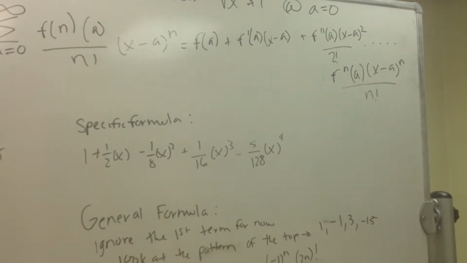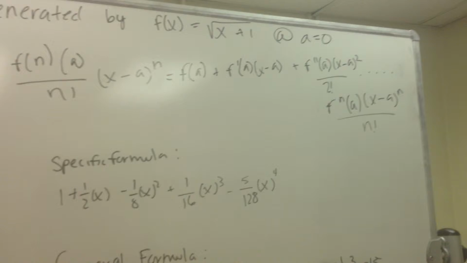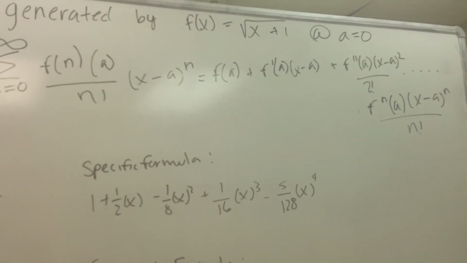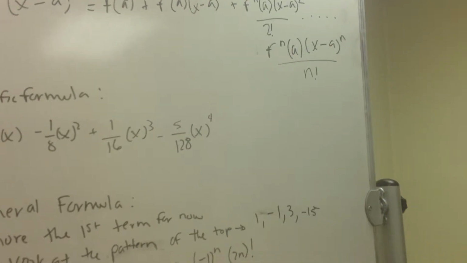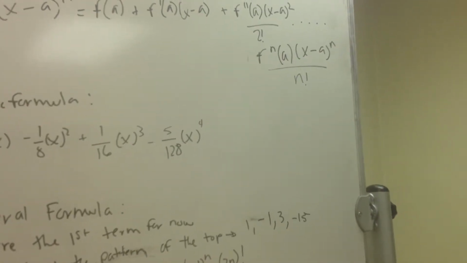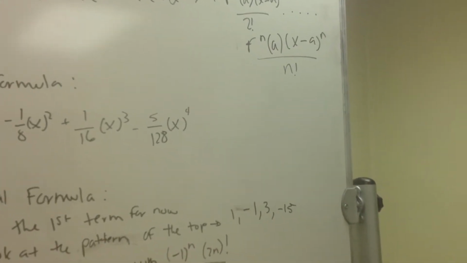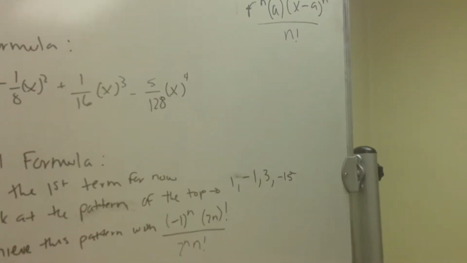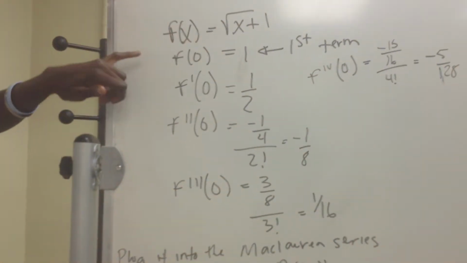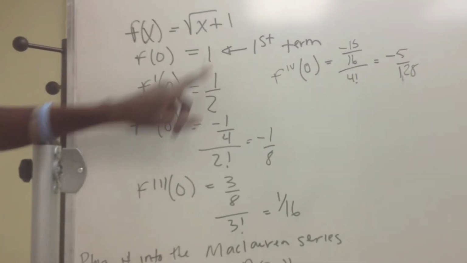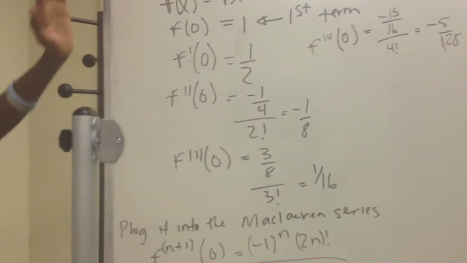This is also given by the formula f of a plus f prime of a times x minus a plus f double prime of a times x minus a squared over 2 factorial, which eventually becomes f^(n) of a times x minus a to the n over n factorial. In this one, we take f of x and first find f at 0, which gives us our first term, which is 1. And then after that, we keep finding more.